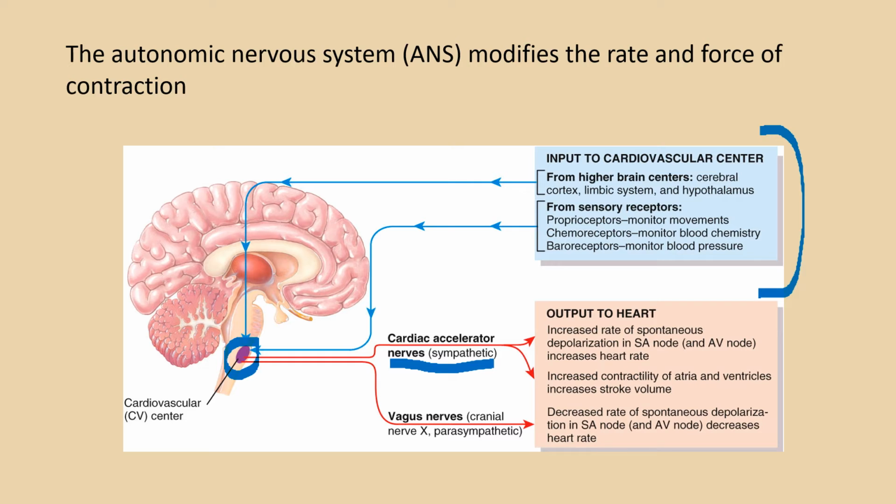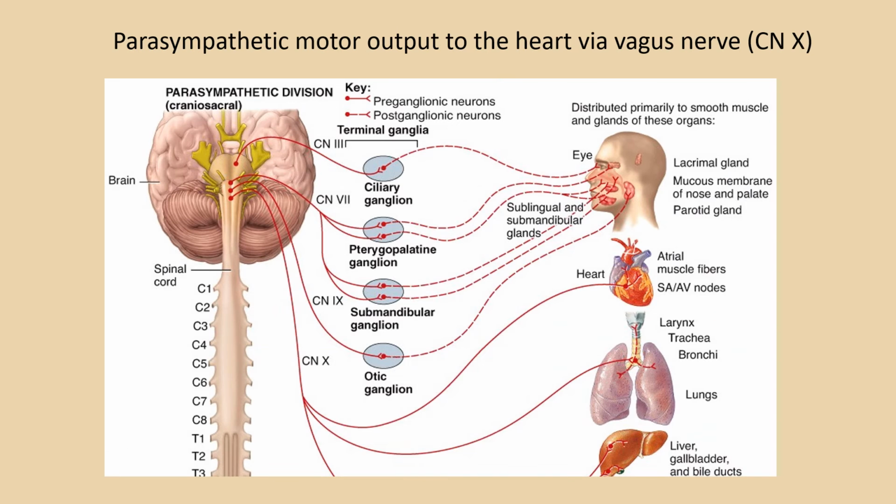And when the cardiovascular center increases parasympathetic stimulation to the heart, the neurotransmitter secreted is acetylcholine. Acetylcholine is secreted onto specific regions of the heart, and it serves to slow heart rate. It has no direct effect on contractility, but it definitely slows heart rate. So how does that happen? We'll start with parasympathetic motor output. How does an increase in stimulation along the vagus nerve cause heart rate to slow?